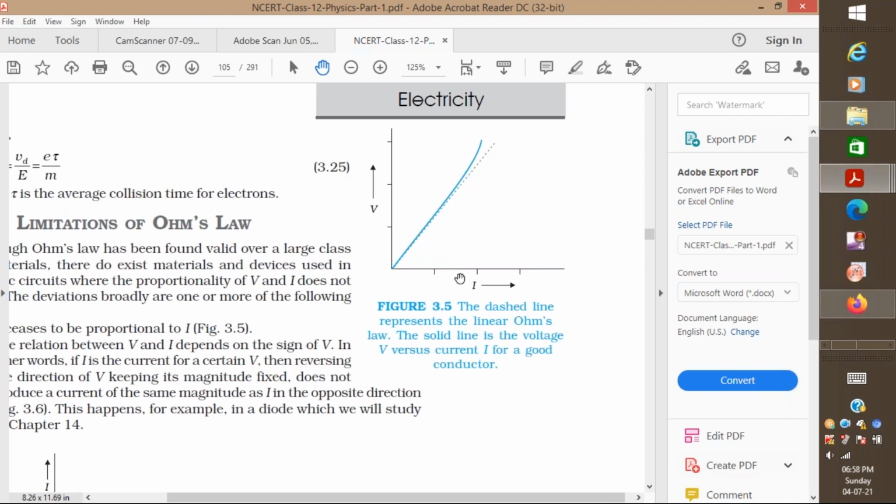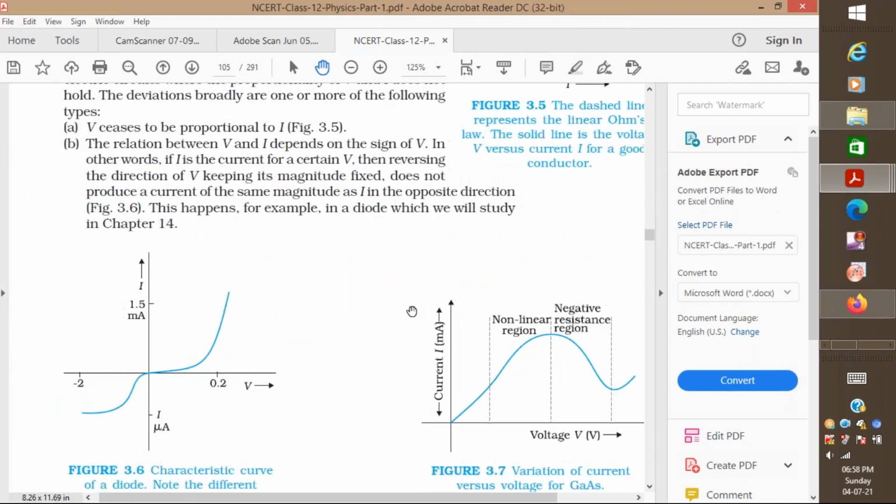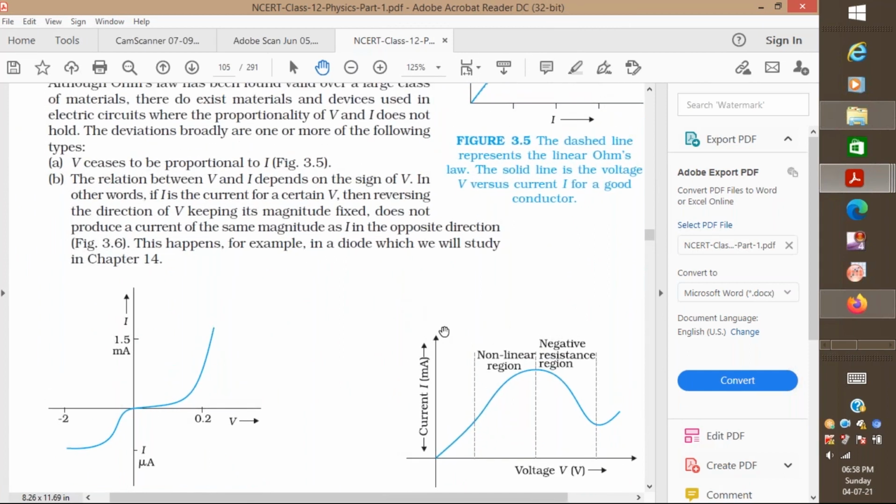That means at very high current and very high voltage, the voltage and current no longer become proportional to each other. That means there is non-linearity here, at very high voltage and very high current in some cases. So I can tell you another situation where current and voltage will not be proportional to each other.